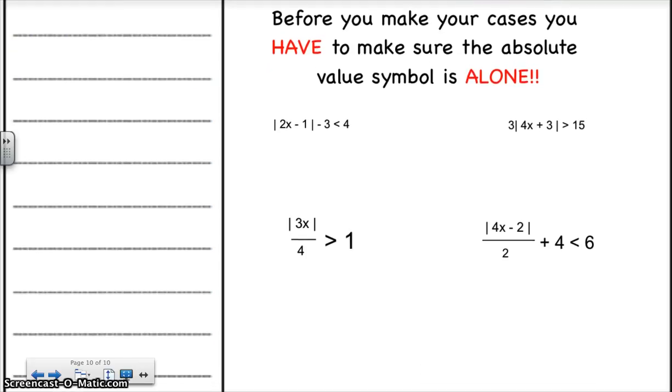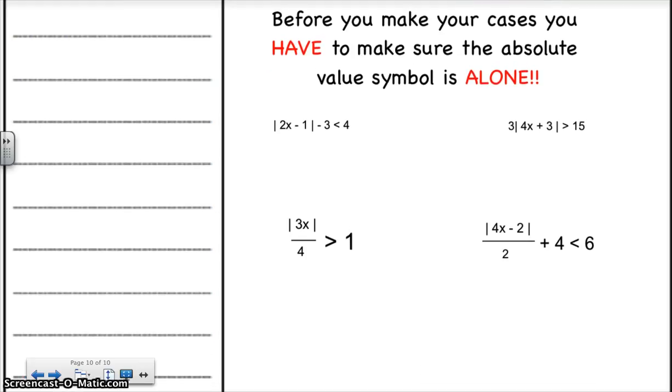So, the absolute value of 2x minus 1, minus 3, is less than 4. Is my absolute value sign alone? No. I have this minus 3 hanging out near it. So what I need to do is get rid of that. I'm going to add 3. I'm going to add 3. Okay?